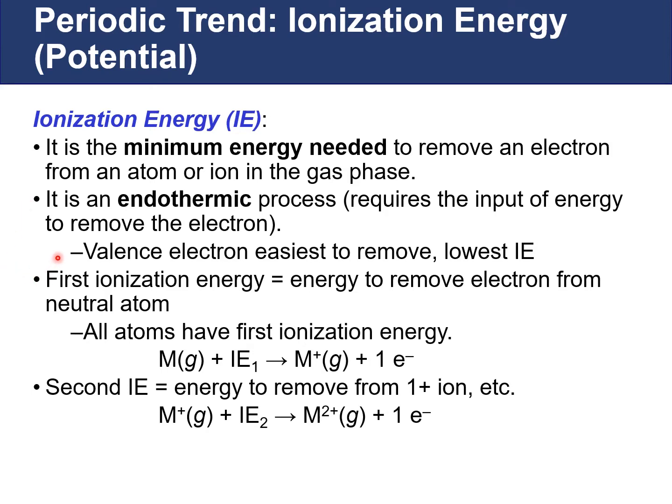The valence electrons are going to be the easiest to remove, so they will have the lowest ionization energy. And the reason that the valence electrons are the easiest to remove is they are the outermost electrons, so they are starting out the furthest away from the nucleus.